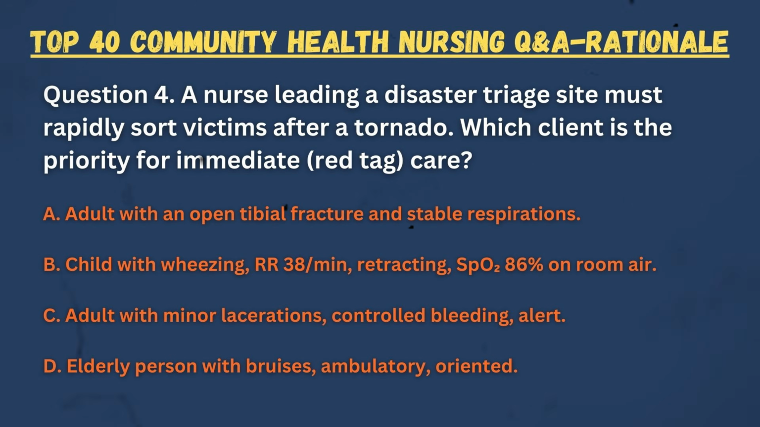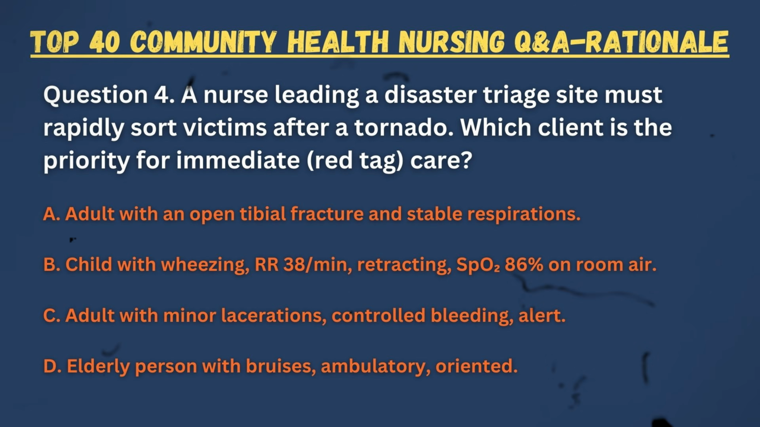Question 4. A nurse leading a disaster triage site must rapidly sort victims after a tornado. Which client is the priority for immediate red tag care? A. Adult with an open tibial fracture and stable respirations.